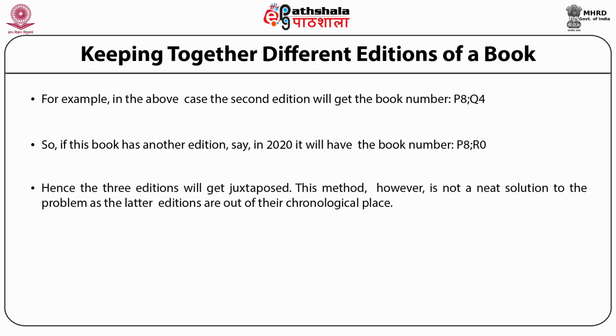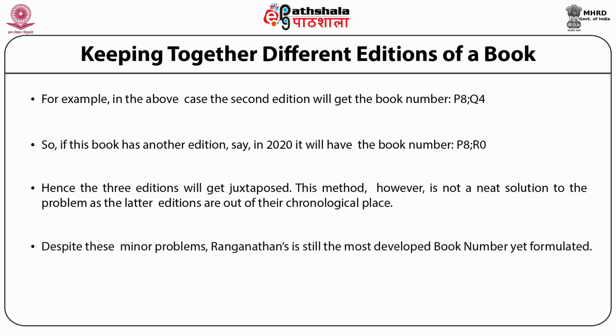For example, in the above case, the second edition will get the book number P8 semicolon Q4. Since it is added with a semicolon, the semicolon is a copy number. So, if this book has another edition, say in the year 2020, it will have the book number P8 semicolon R0. Hence, the three editions will get juxtaposed in the order P8, Q4 and R0, having the same class number.